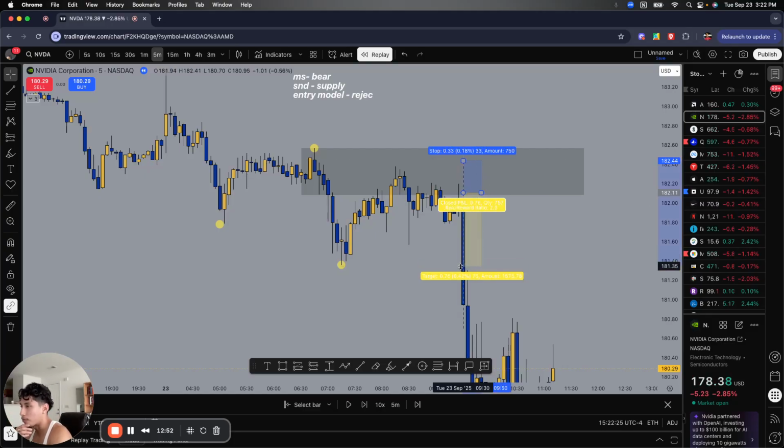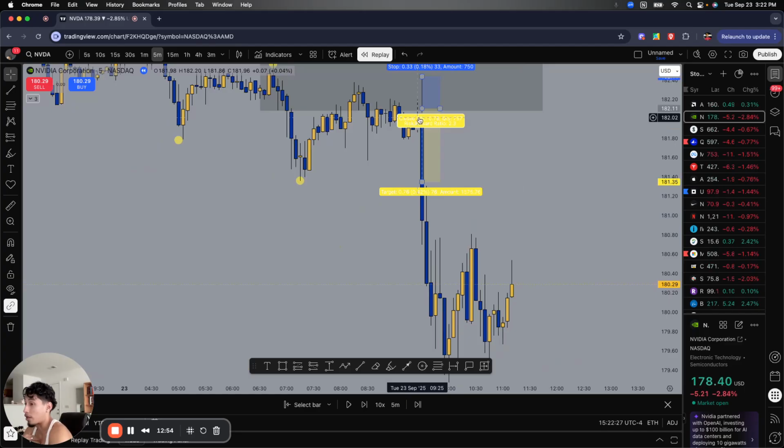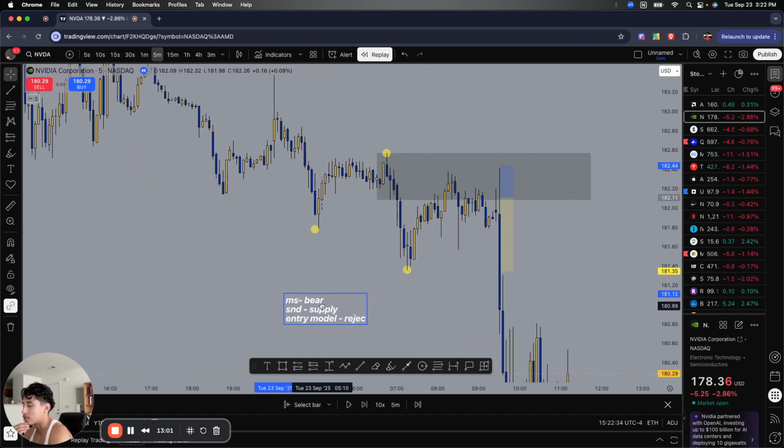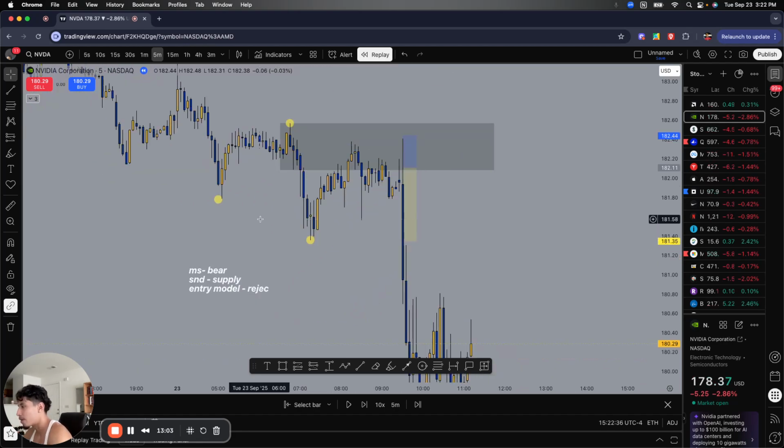But boom, and the price target probably would have been somewhere right here. If I'm being genuine, 100% honest, it probably would have been somewhere right there. If I'm being real. But yeah, and those are the trades. It's very simple. Like I said, this strategy, this model is very, very simple.